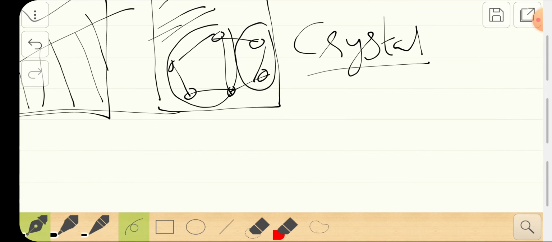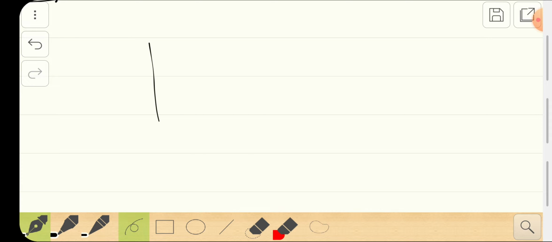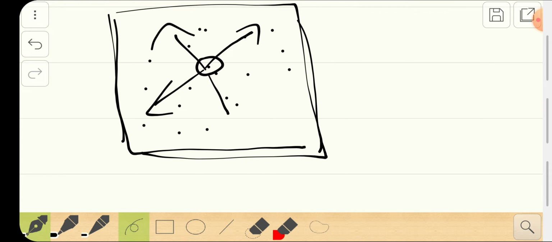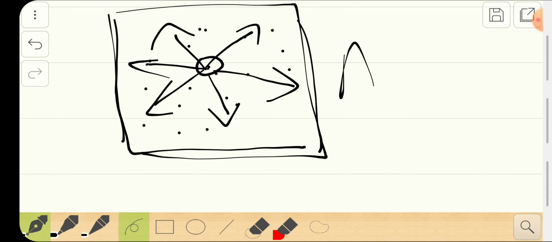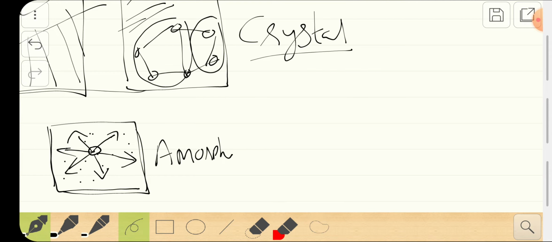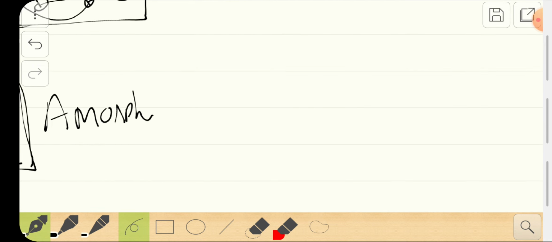And if the material is made up of tiny particles, tiny molecules that are not repeating themselves but are so random that when you look from one point, you see the same in every direction, it's almost uniform, there is no pattern which repeats itself, then that kind of material is called amorphous. So these two kinds of materials are there. You have already learned this in basic chemistry and physics as well.